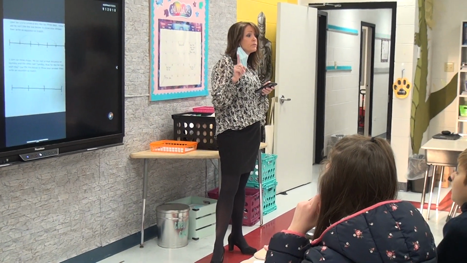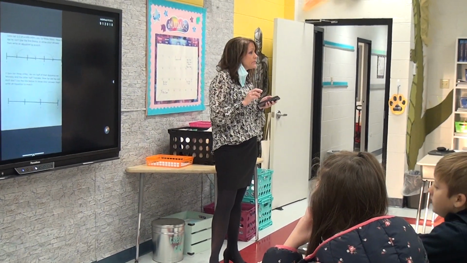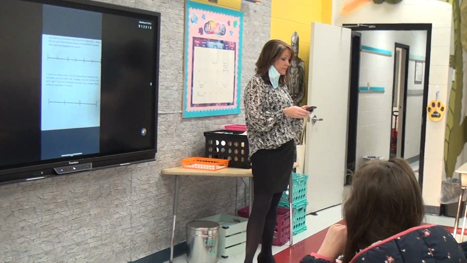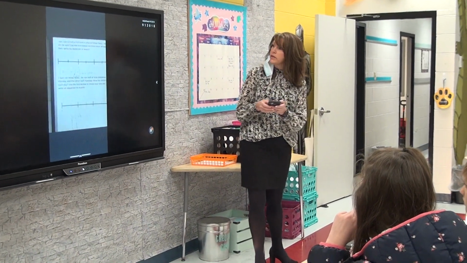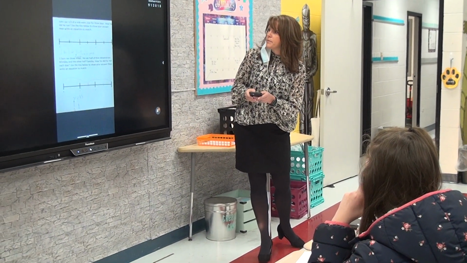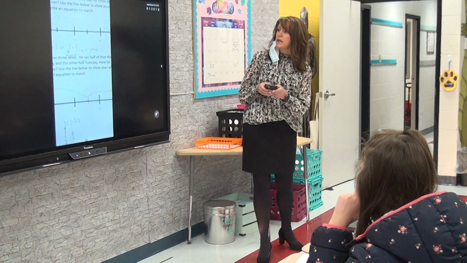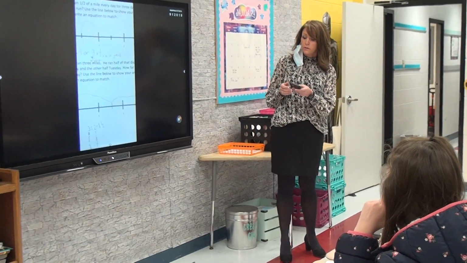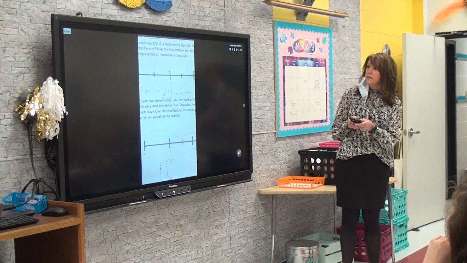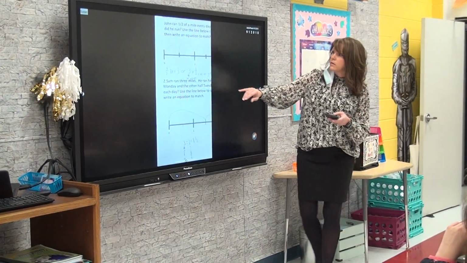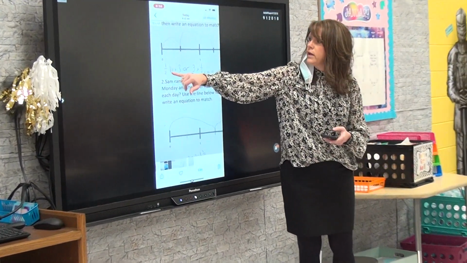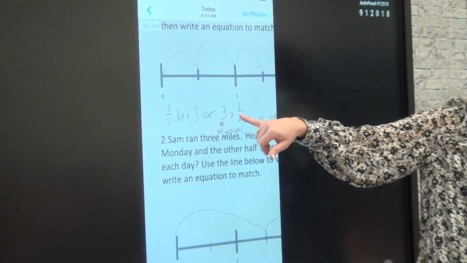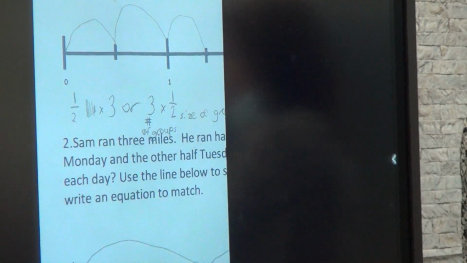Number of groups or size of the group? What's the half? Size of the groups. So I want you to look at this next equation right here. This is the equation that someone wrote for that first problem. Can you see that? They wrote 1/2 times 3 or 3 times a half.